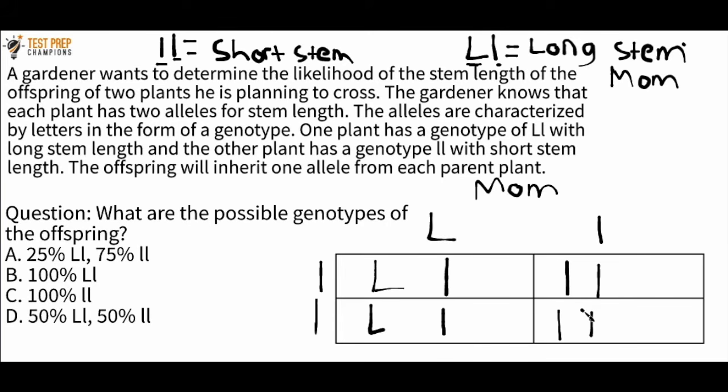And we see that when we look at the offspring here, there's a 50% chance that the offspring is going to inherit one big L from the mom and one little l from the dad, because we see that there are 2 cases where that can result. 2 out of these 4 cases are going to have a big L and a little l. The other 2 out of the 4 cases are going to have a little l and a little l. So the result is D, 50% big L little l, 50% little l little l.